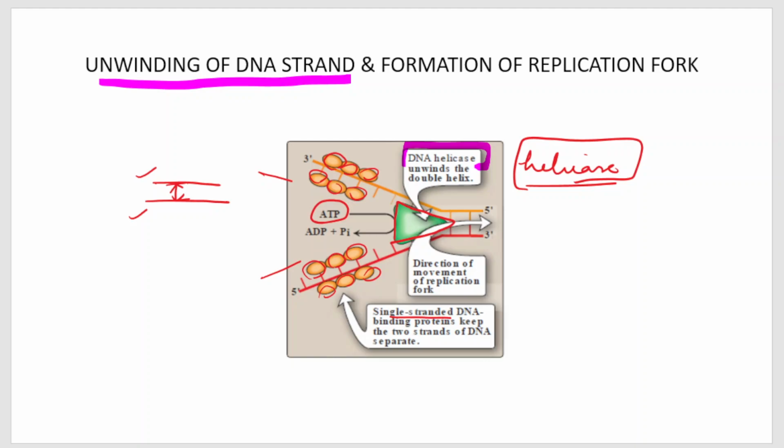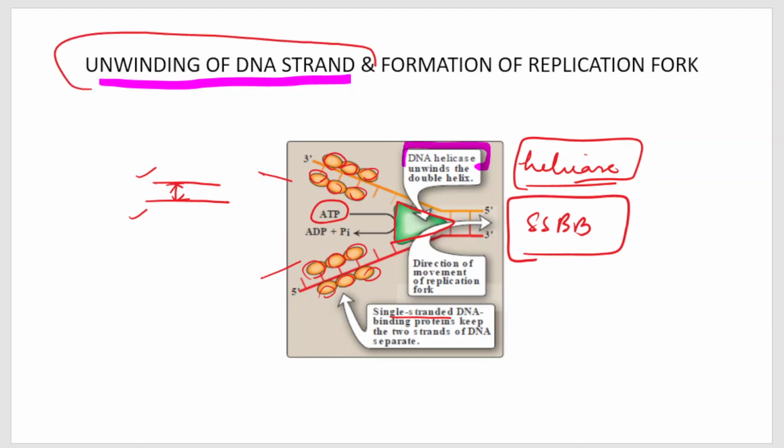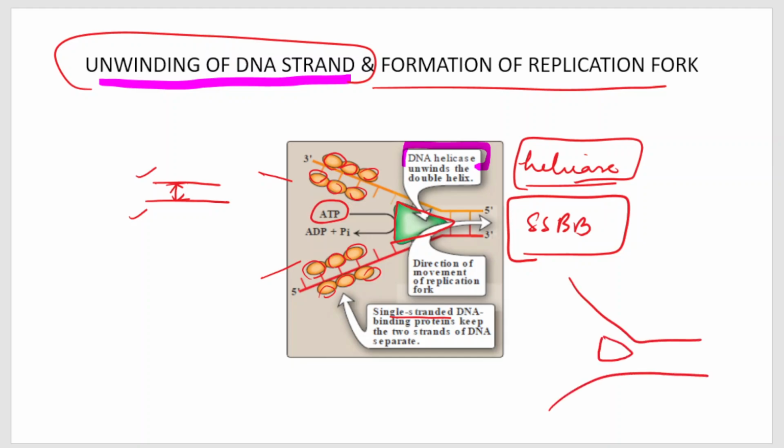So these are the two requirements for unwinding of the DNA strand and formation of the replication fork: single-stranded binding proteins and the helicase. So this is the replication fork. You can appreciate this, right? This is the replication fork. The DNA helicase keeps unwinding the DNA in this direction, and single-stranded binding proteins bind to the two strands of the DNA and keep them separated.